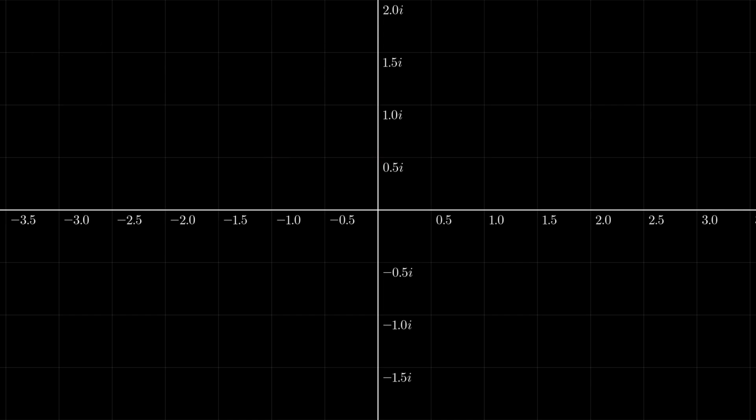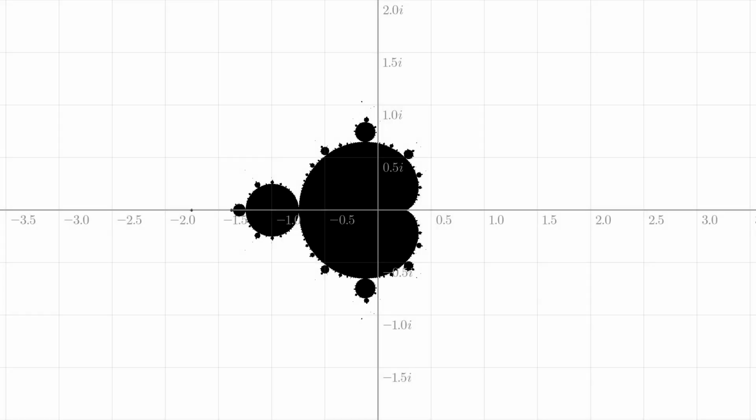If we replicate this process for all the pixels on the screen, we obtain a very familiar figure. The Mandelbrot set.